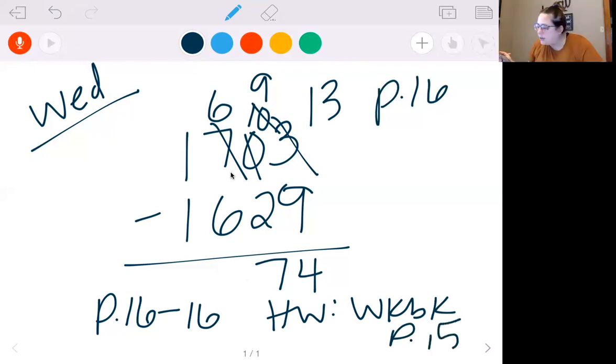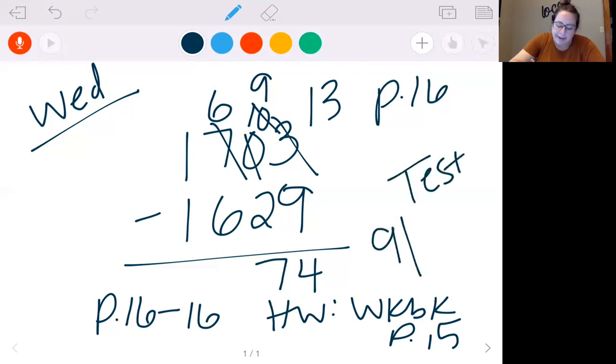I do want to let you guys know you are going to have a test on the 22nd, which is Tuesday of next week. So I'm going to write it here. Test 9/22, and that'll be on the rest of chapter 1 that we haven't tested on so far. So addition, subtraction, properties, front end estimation, and then this stuff as well. And this is just a review. You know how to do this already.